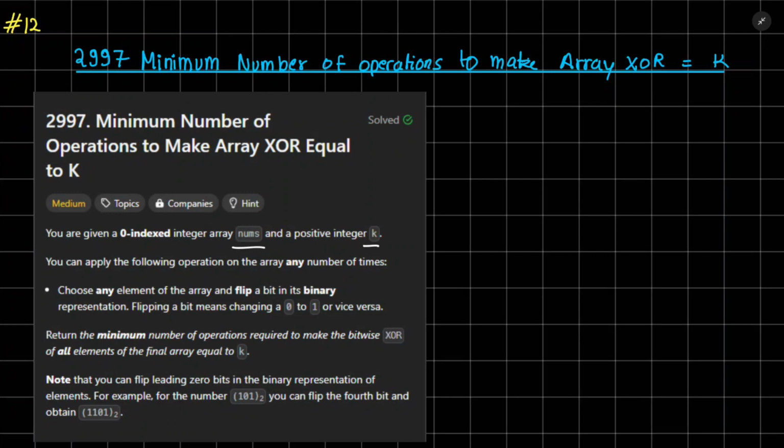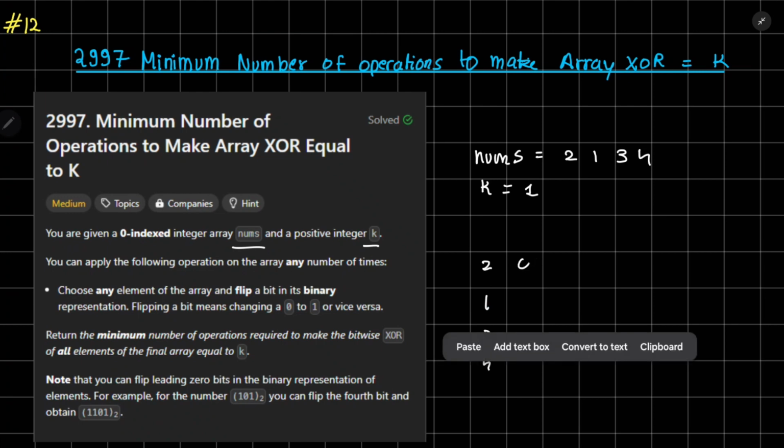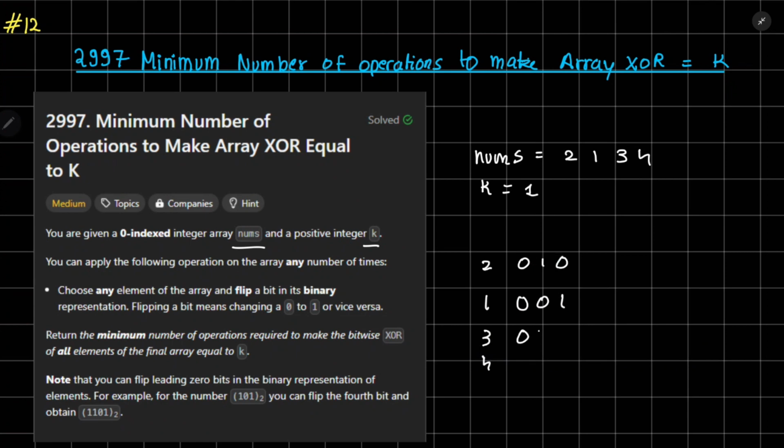Okay, so let's first see an example. We have nums, which is 2, 1, 3 and 4, and the k here is 1. First let's see the binary representations. The binary representation of 2 will be 0, 1, 0. For 1 it will be 0, 0, 1. For 3, 0, 1, 1. And for 4, 1, 0, 0.